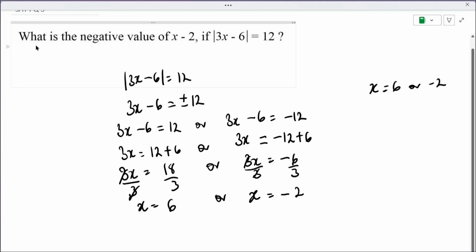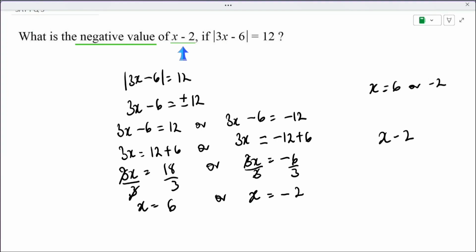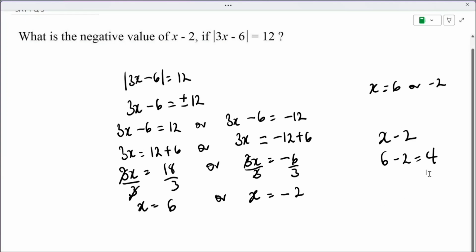Going back to the question, it says, what is the negative value of x minus 2? You have x minus 2. If you take x as 6, you have 6 minus 2. That will give you 4. Or positive 4. That's a positive value. That's not a negative answer. Negative value means a negative answer.